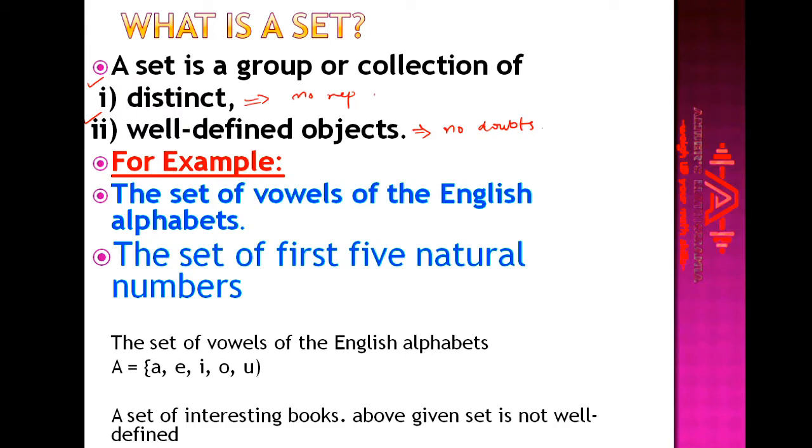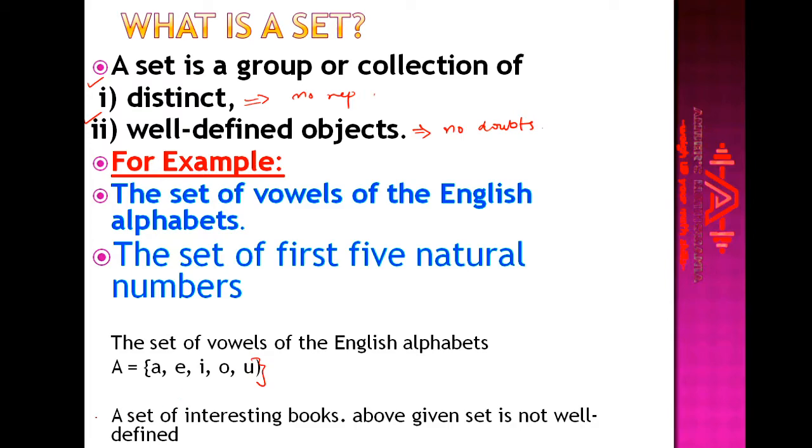For example, if we are saying the set of vowels of English alphabets, so the set of vowels of English alphabets will be A, E, I, O, U. Here it is clearly defined that we have to write down the set of vowels of English alphabets. So the members will be A, E, I, O, U.